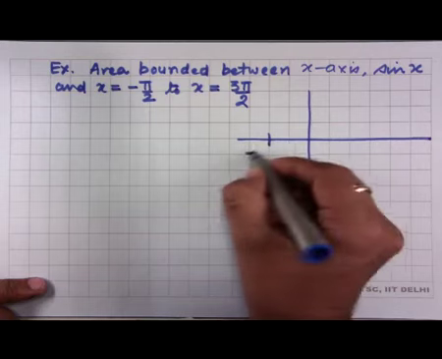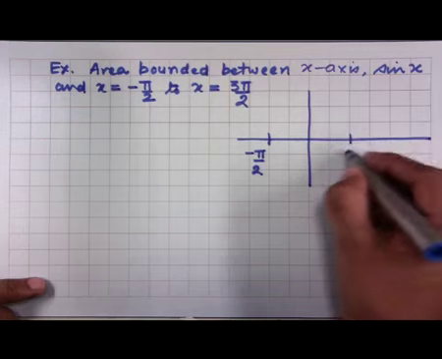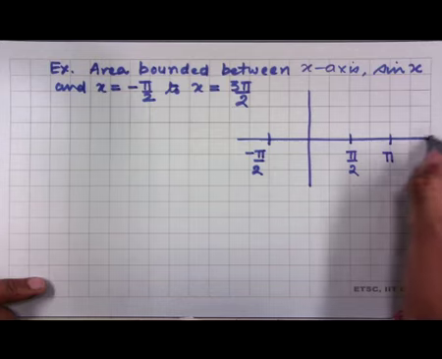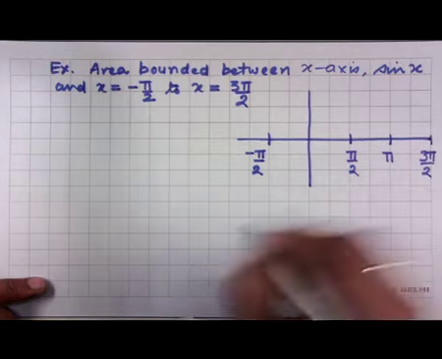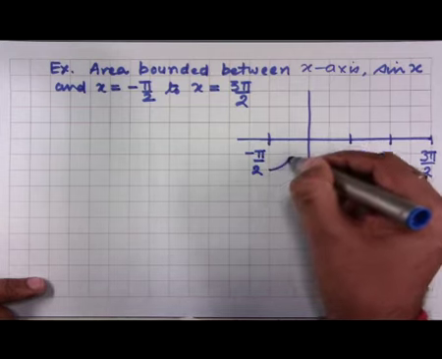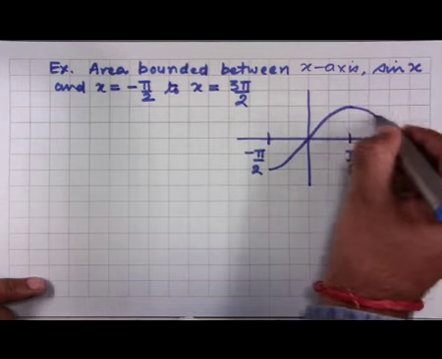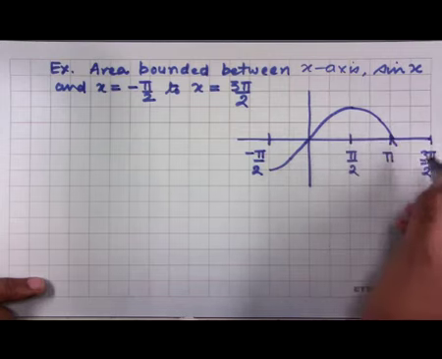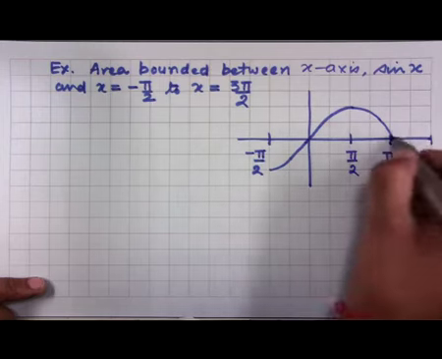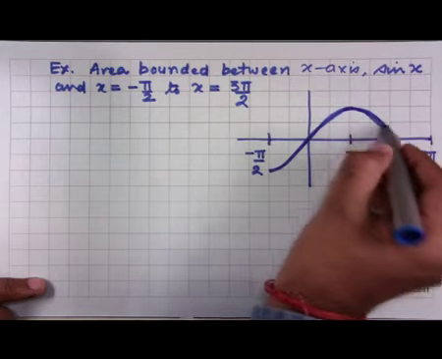Say this is minus pi by 2, this is pi by 2, this is pi, and this is 3 pi by 2. So, sin x will exhibit approximately this kind of property, which is the usual property of sin x. So, you get this curve.